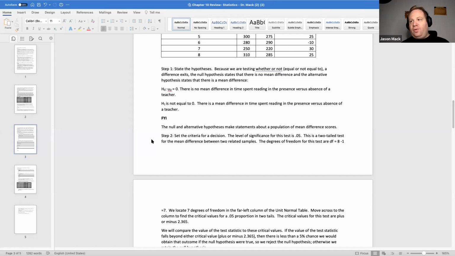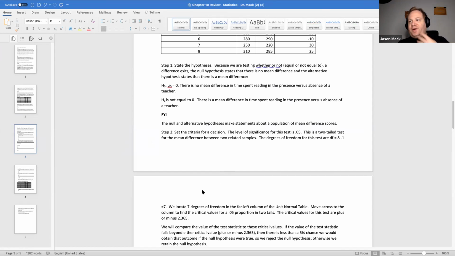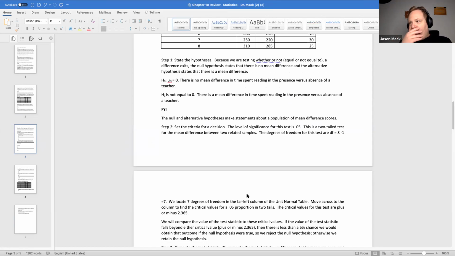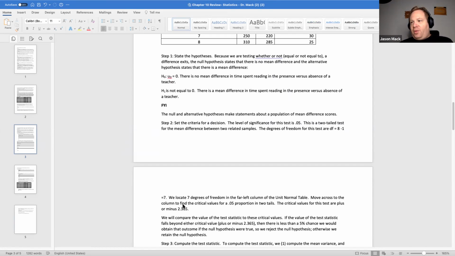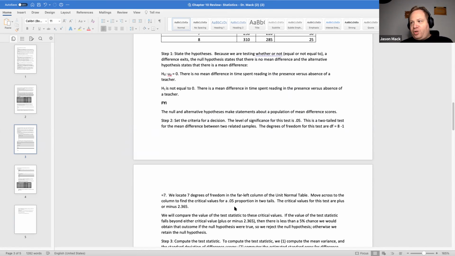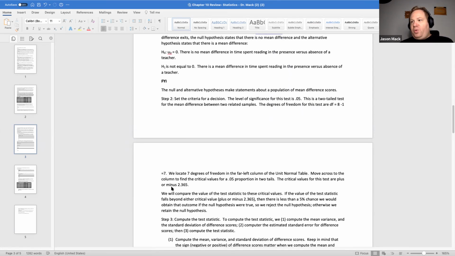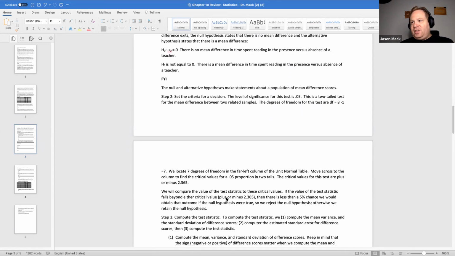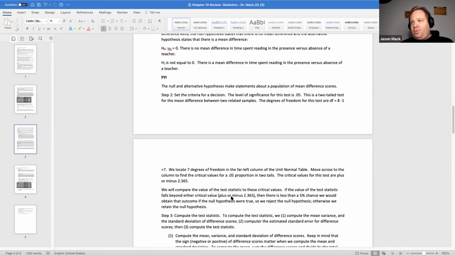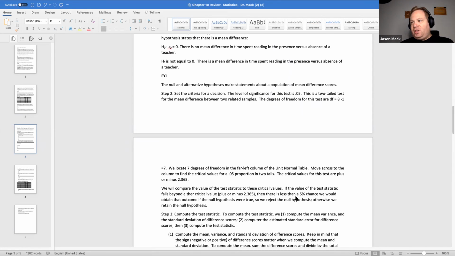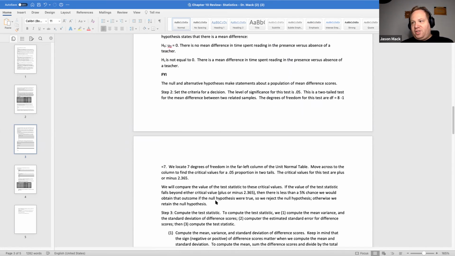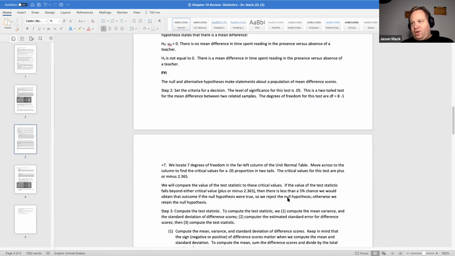All right, so we locate 7 degrees of freedom in the far left column of the unit normal table. Move across to the column for the critical values of 0.05 proportion of two tails. The critical values for this test are plus or minus 2.365. We will then compare the value of the test statistic to these critical values. If the value of the test statistic falls beyond either critical value, plus or minus 2.365, there is less than a 5% chance that we would obtain that outcome if the null hypothesis were true. So we'll reject the null hypothesis.